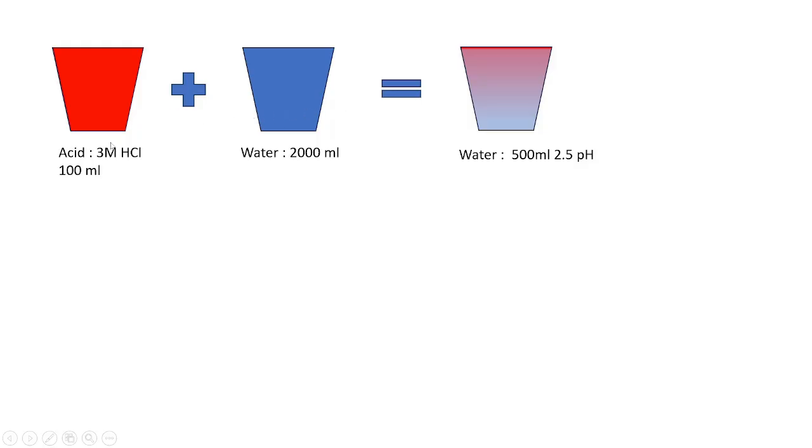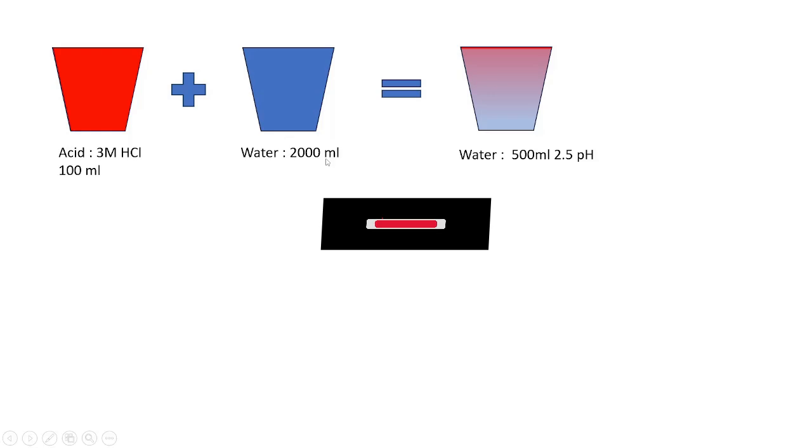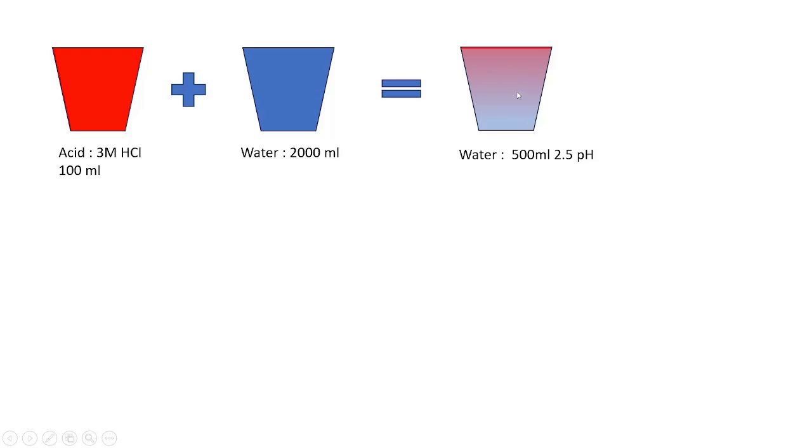So we have an acid of 3 molar concentration. It's a hydrochloric acid, HCl. The quantity is 100 ml, and we have distilled water, 2000 ml, that is 2 liters, and using this we want to make 500 ml of a solution which has a 2.5 pH.